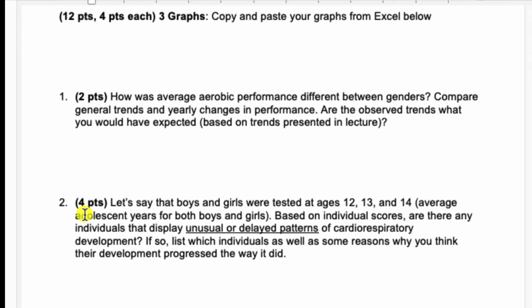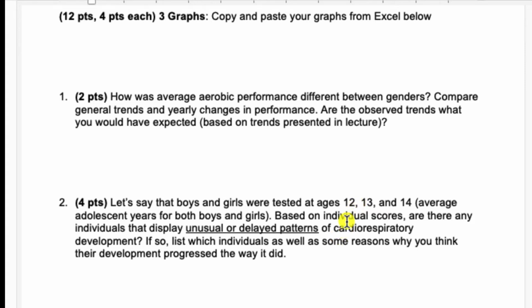For question number 2, this is more of a hypothetical question. So let's say that boys and girls were tested at ages 12, 13, and 14. So these would be years 1, 2, and 3 respectively, which are considered average adolescent years for both boys and girls. Okay, a little bit on the earlier side for boys, a little bit on the later side for girls.